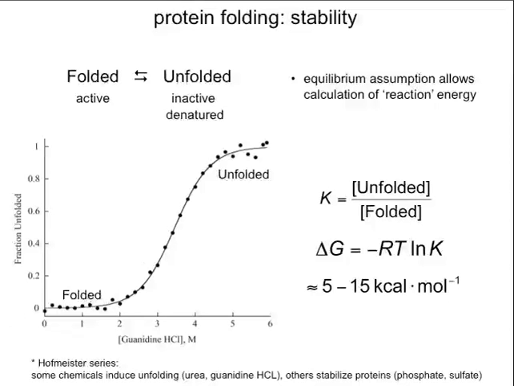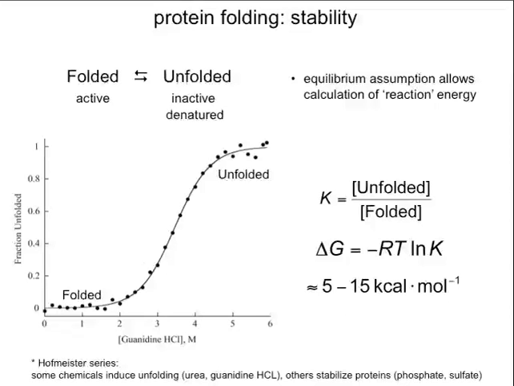And now, since we have defined the system as being only in one state or the other, that's starting to look like something we could write as an equilibrium constant. And because we can write it as an equilibrium constant, we can calculate a free energy, right? So there's our familiar expression for deriving an energy from an equilibrium constant. And for proteins, we're talking about stabilities in the range of 5 to 15 kilocalories per mole.